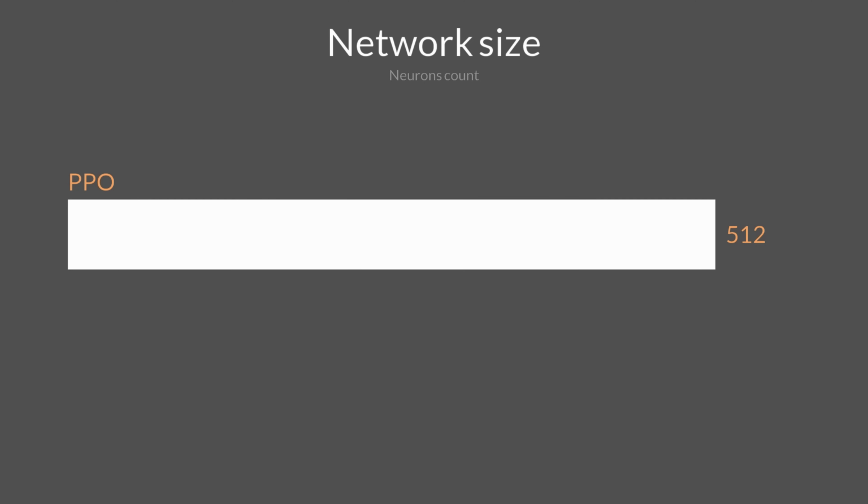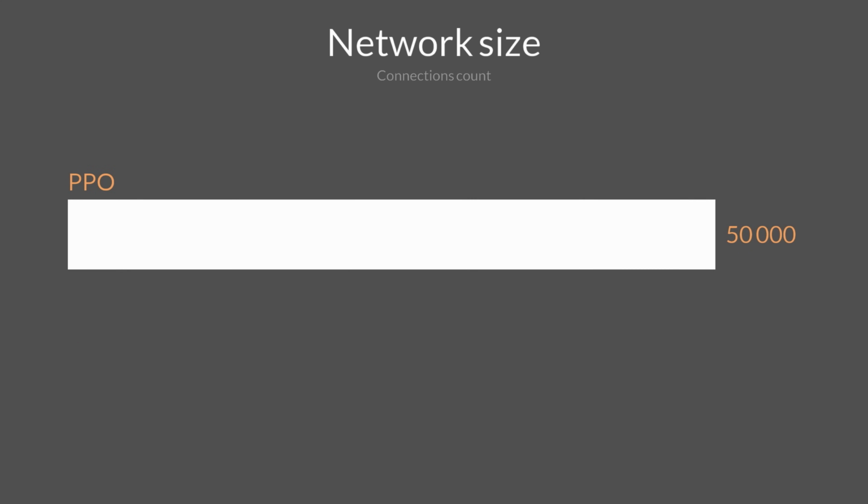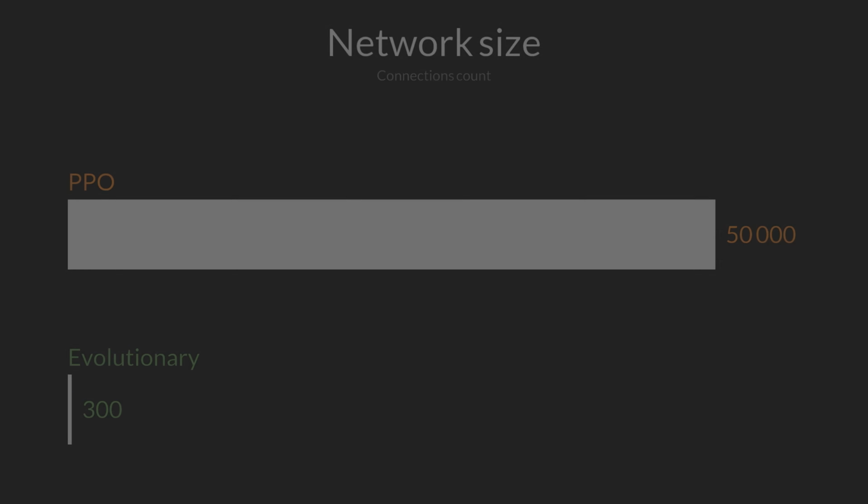Finally, the difference in network size is enormous. The evolutionary solution comprises 30 neurons when PPO employs a network with 4 layers of 128 neurons each, for a total of 512. When it comes to connections, the difference is even more striking. Compactness is one of the advantages of this evolutionary approach, which is simply not efficient enough to optimize a very large number of parameters. As for PPO, it's certainly possible to obtain much more compact alternatives if you know how.